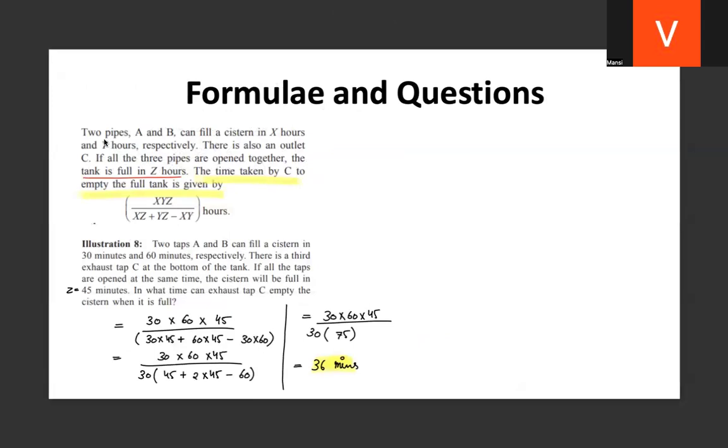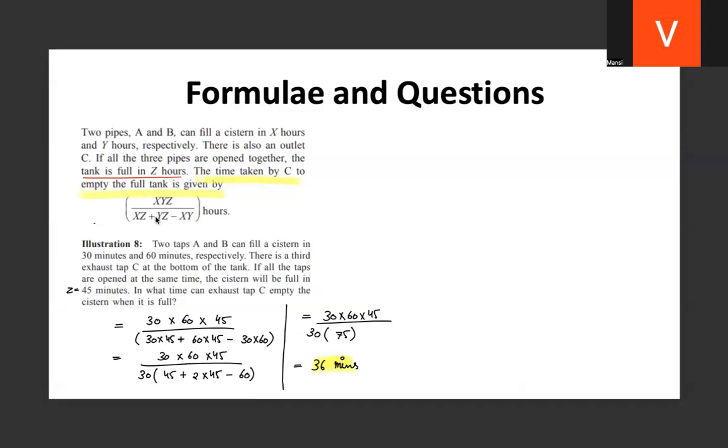Now here, this is a very minute thing in this formula: two pipes A and B can fill a cistern in X hours and Y hours respectively, working alone. There is also an outlet which is C. But if all the three pipes are open together, the tank is full in Z hours. So this figure is also given. The third pipe, which is an outlet, that is C, and the total time is also given to us, that is Z hours, to completely fill the tank if all three pipes are working together. So the time taken by C to empty that full tank would be, how many hours would it take to completely empty the tank?